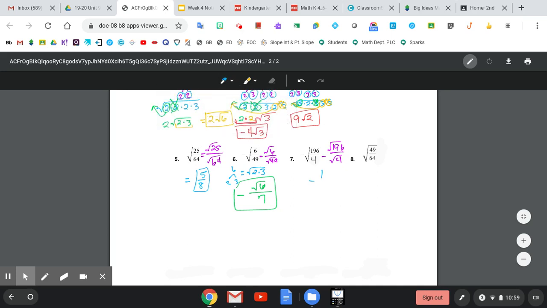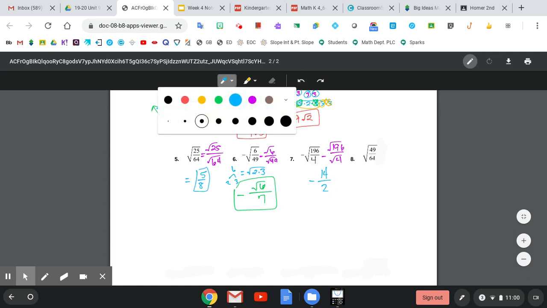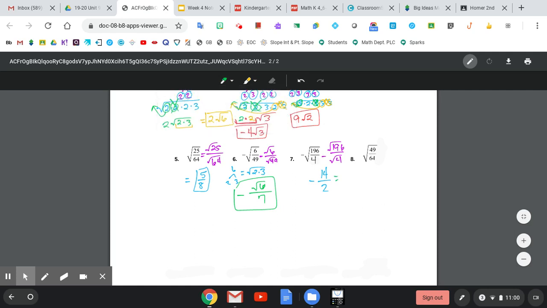So negative 14 over, what's the square root of 4? Good, it's a 2. So negative 14 over 2. Can I reduce the negative 14 over 2? I sure can. That becomes negative 7.